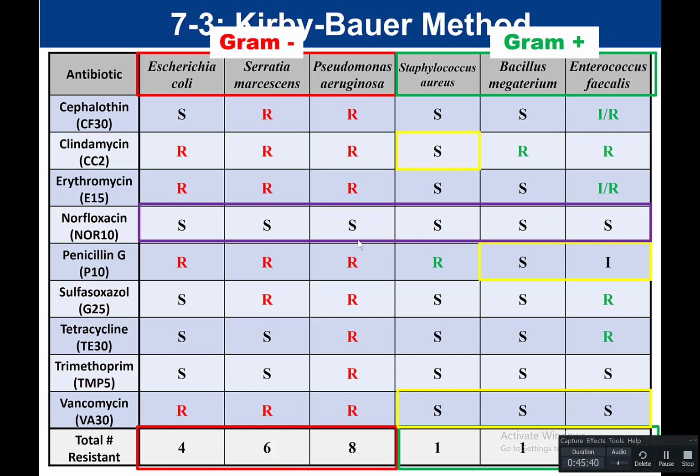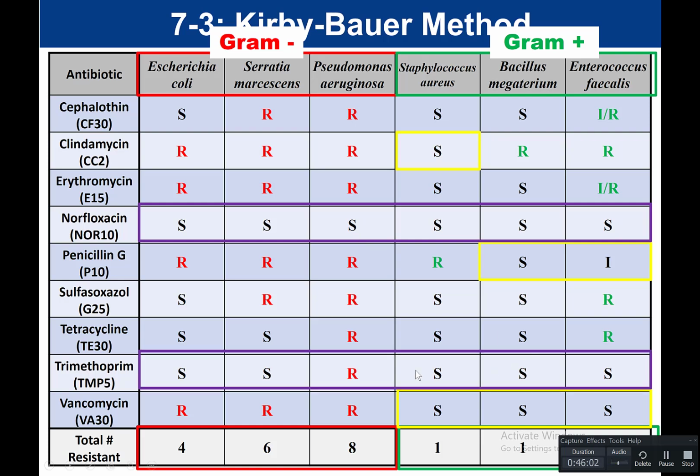And so norfloxacin should only be reserved for cases where it's absolutely necessary. Again, because we don't want to get more antibiotic resistance to those broad spectrums. They have a use, but they shouldn't be overused. Another example of a fairly broad spectrum would be trimethoprim, which is labeled on the disc TMP5. Notice that the only organism that was resistant to the trimethoprim was the Pseudomonas aeruginosa. In every other case, bacteria were sensitive to the trimethoprim. So that would be another example of a broad spectrum.